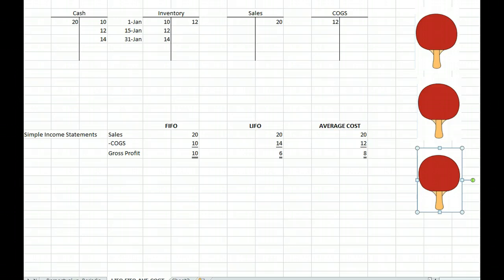So I can't wait until I sell them to recognize that loss. That would be misleading to my investors and my employees and everyone who uses my financial statements. As soon as I realize that my inventory can't be sold for what it cost me, I have to mark it down to its market value. And that's what lower of cost or market value means. And that's pretty much all there is to Chapter 6.